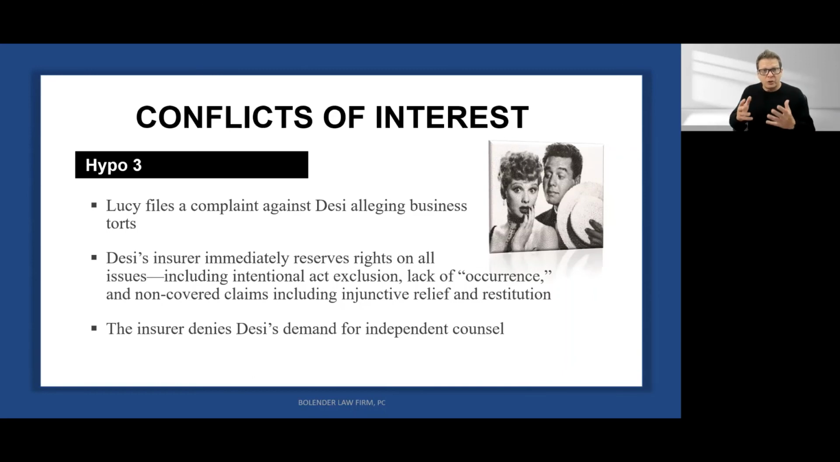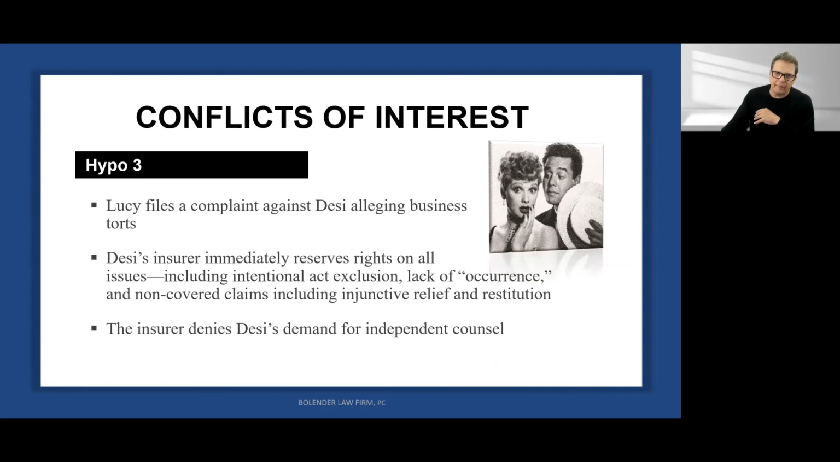And not all issues are steerable issues, but you can assume for the purposes of this hypothetical that the reservation of rights letter does contain steerable issues. So the insurance company denies Desi's demand for independent counsel. Who's right? Well, on these facts alone, I think the insurance company is going to win the argument that there is no current disqualifying conflict of interest on the part of the attorney that the insurance company selects to defend the case.